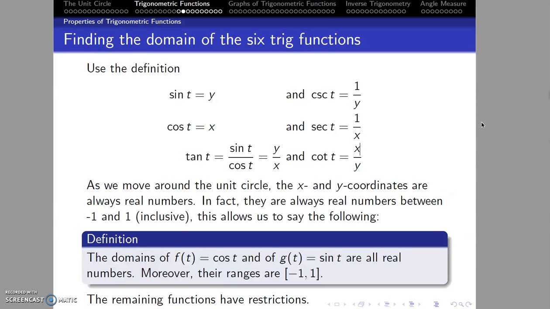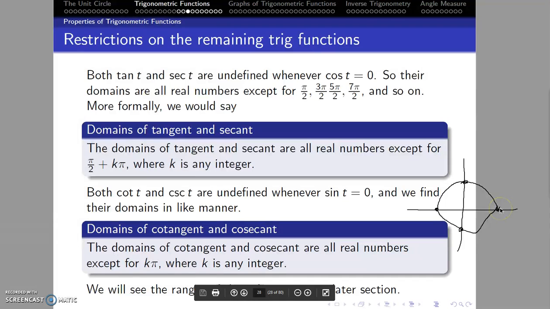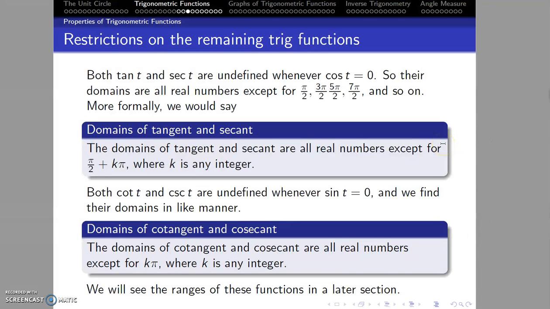So let's kind of hammer that out, be a little more formal, show you a lot of words. It's still not that much information. As I had said, tangent and secant are undefined whenever cosine is 0, which is here and here. So pi over 2, 3 pi over 2. And you can keep going, right? 5 pi over 2, 7 pi over 2, 9 pi over 2, 11 pi over 2. And you can also go in the negative direction. So negative pi over 2, negative 3 pi over 2, negative 5 pi over 2, etc., etc. So the best way to say what our domain is, it's all of the things looking like pi over 2 plus some integer multiple of pi. That's where it's undefined, so that's what we have to exclude.